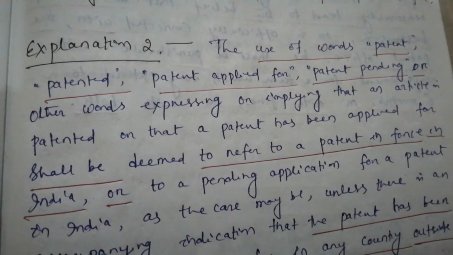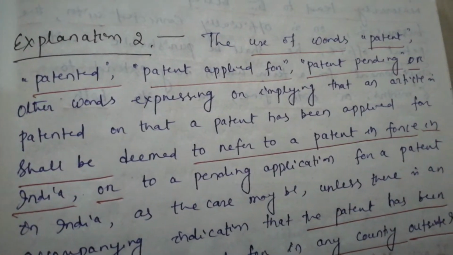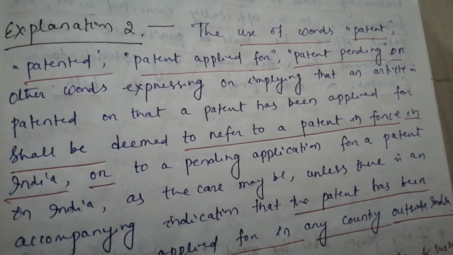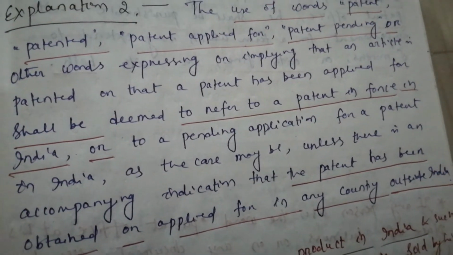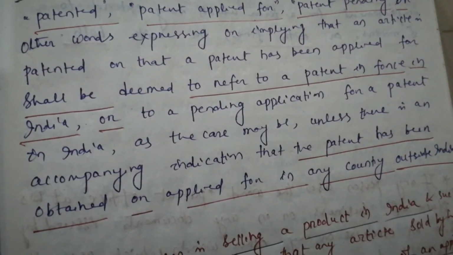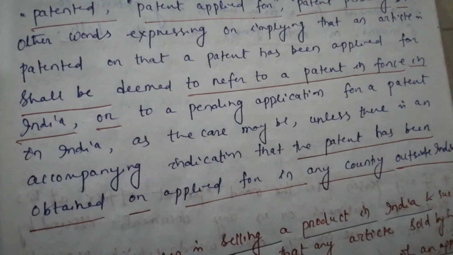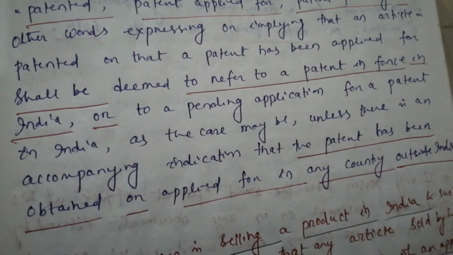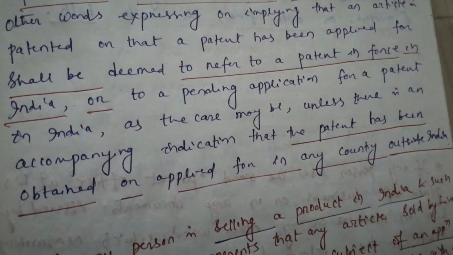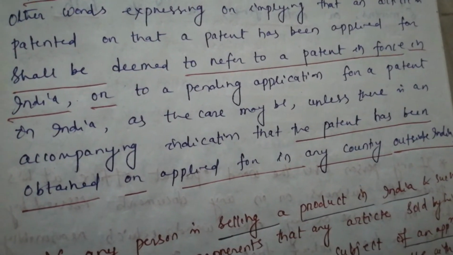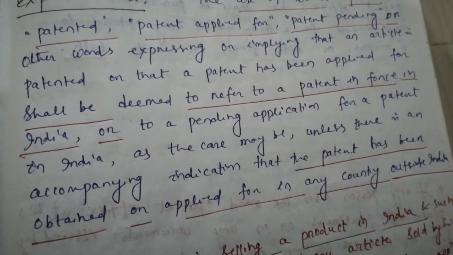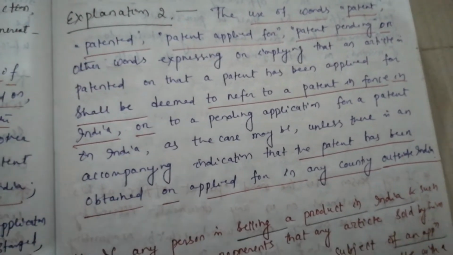The use of the words patent, patented, patent applied for, patent pending or other words expressing or implying that an article is patented or that a patent has been applied for shall be deemed to refer to a patent in force in India or to a pending application for a patent in India, as the case may be, unless there is an accompanying indication that the patent has been obtained or applied for in any country outside India. Here also please observe the underlined words.